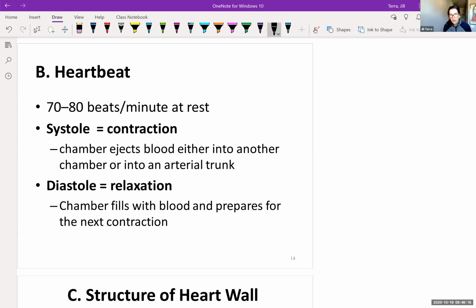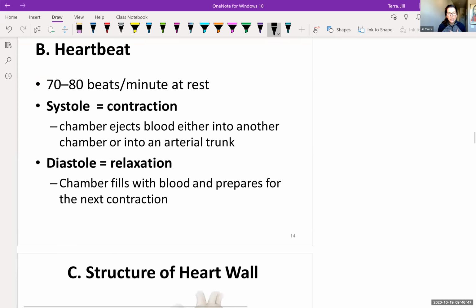Right, let's talk about heartbeat. So we can all put our hand on our chest and we can feel that our heart has a rhythmic beat to it, right? And so we know that healthy hearts have this resting heartbeat around 70 to 80 beats per minute. Okay, and so that is an indicator of your heart health and also of your cardiovascular health in the sense of the health of your blood vessels and your blood volume.